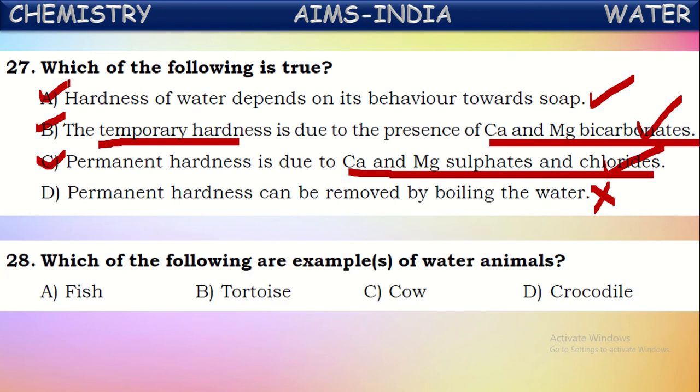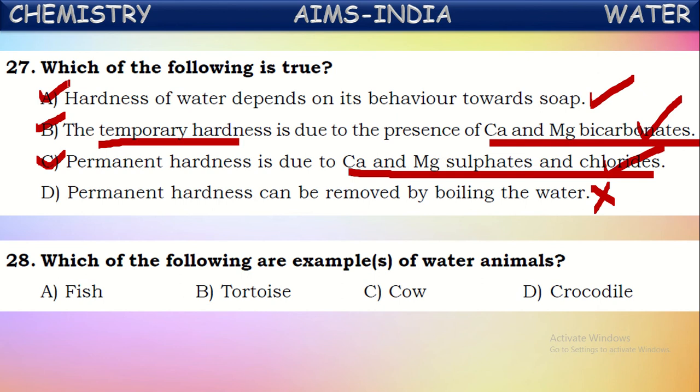Okay, next. Which of the following are examples of water animals? What does it mean by water animals here? The animals which live inside the water are called water animals or aquatic animals. Aqua represents water. Aquatic animals means water living animals. Yes, inside the water also certain animals and plants live. Those animals and plants which are living inside the water are called aquatic animals. Aquatic plants and animals are aquatic water animals and plants.